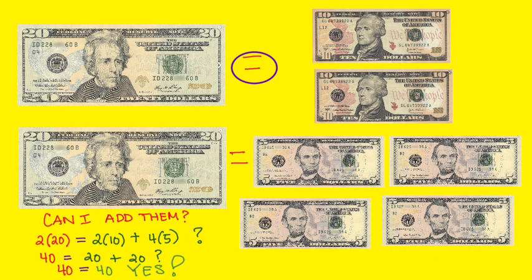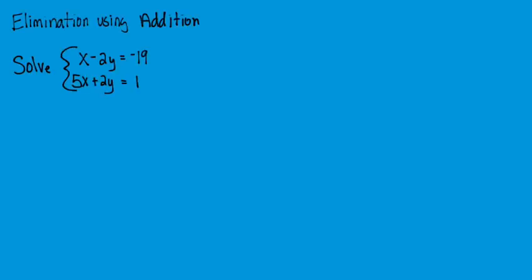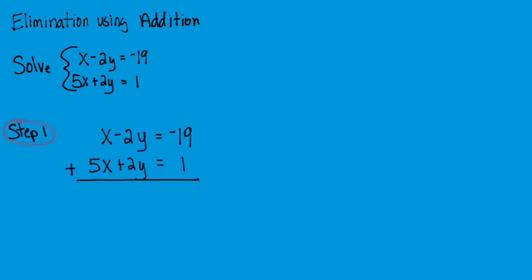It's all about that balance, right? It's all about being equal. So elimination says this: if I know these two equations are equal, I can add them together, just like we added two $20 bills, and it equals adding 2 tens and 4 fives. Even though they look different, if I know they're a system, I can add them together.